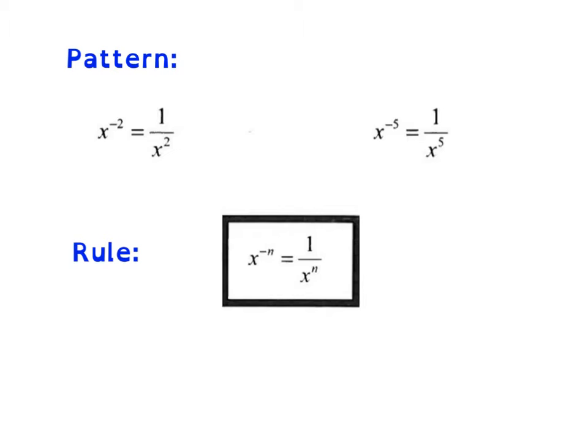The next rule we want to look at is what happens with negative exponents. Negative exponents just move to the bottom of a fraction, or tell us that we need to take the reciprocal. We need to flip the fraction over. So if it was on the bottom, it would actually move to the top.